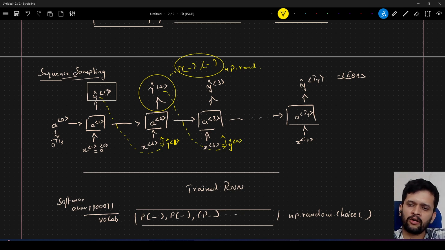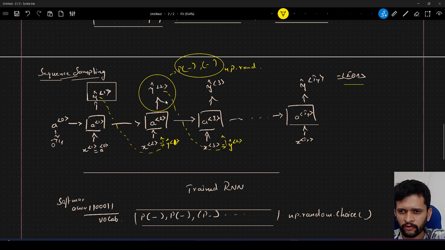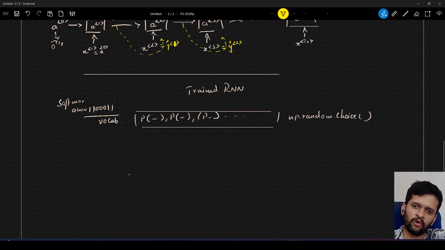I'll go on continuing this procedure till I encounter either the end of the statement, or, let's say initially while doing this sequence sampling, I have fixed that I want a sentence with 10 words or 13 words or 15 words in it. After I encounter that many words, I will stop. So this is how you can do sequence sampling once you train your RNN model as a language model. With this, you can have your own text generated.